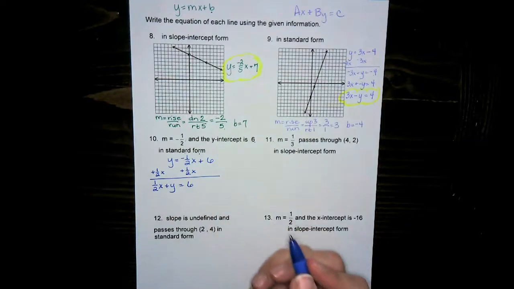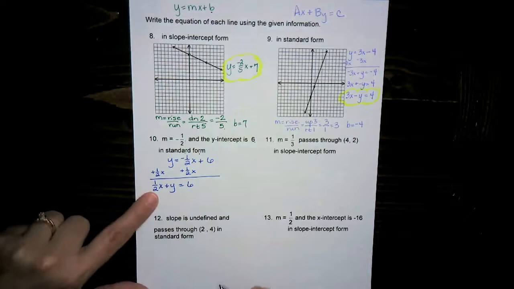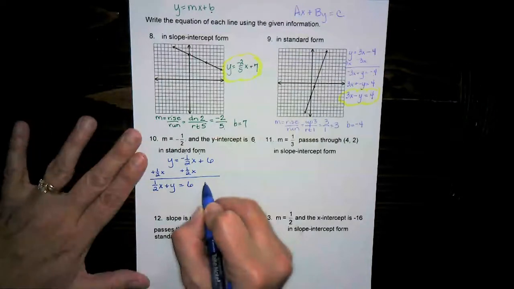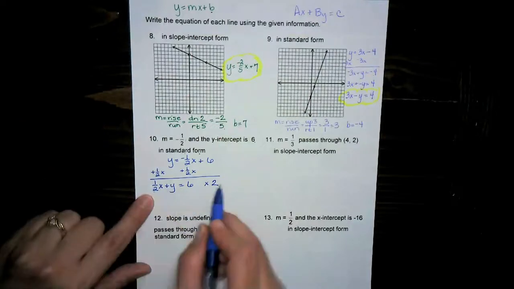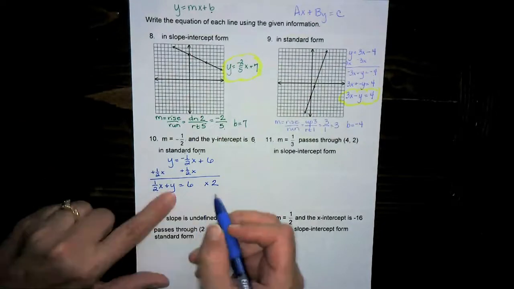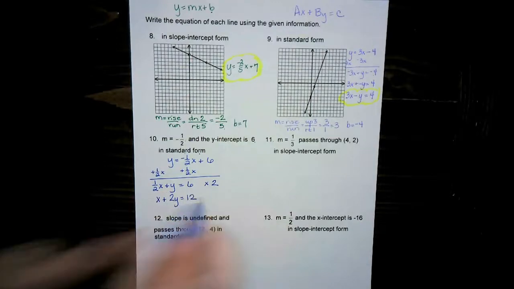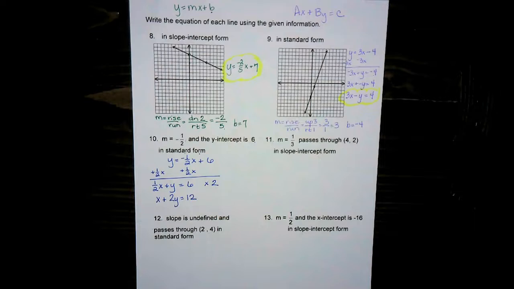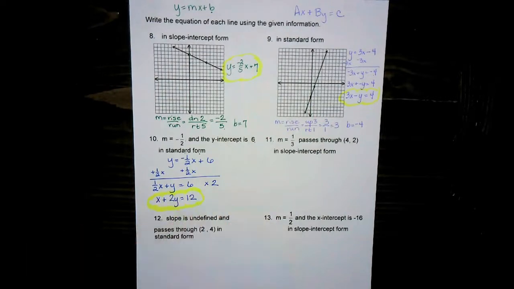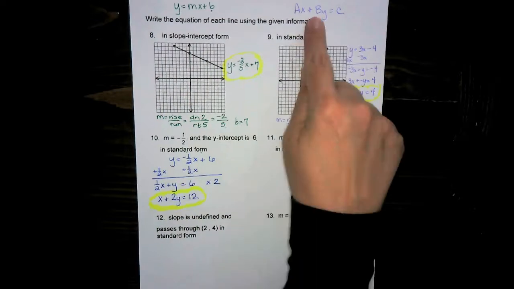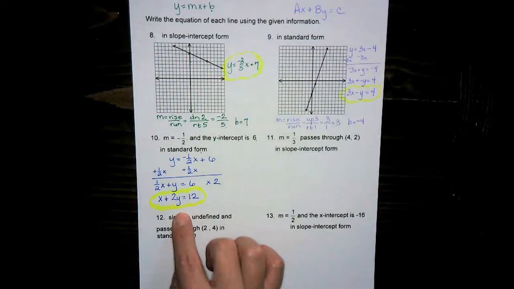Now, another thing about standard form you need to know, x and y have to be on the same side and there can't be any fractions. So in order to get rid of this fraction here, I'm going to multiply the whole thing by 2. Every term in here gets multiplied by 2. So 1/2 times 2 is 1. Y times 2, 2y. 6 times 2, 12. And now I have it in standard form. Okay, so let's recap. Standard form is x and y have to be on the same side. See that from the formula. And no fractions.